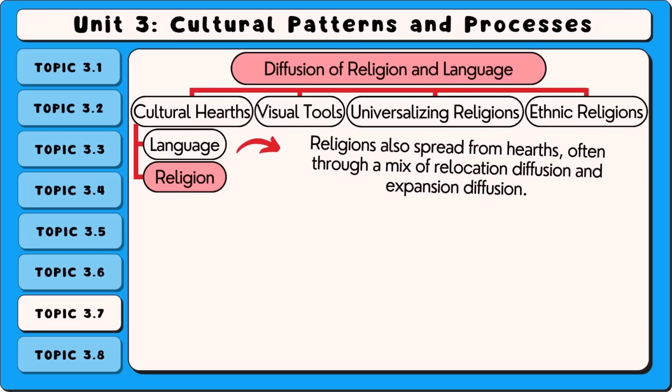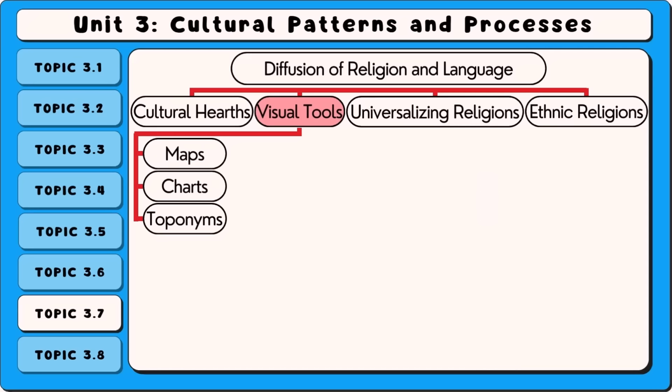To understand how languages and religions spread, geographers use visual tools such as maps, charts, and toponyms. These tools help make diffusion patterns clear and allow for comparisons across time and space. Maps show the distribution of language families and religions around the world. A map of the Indo-European language family might highlight how English dominates North America, while Hindi is concentrated in India and Russian spreads across Eurasia. Religious maps can show where Christianity, Islam, Buddhism, or Hinduism are most common today, often reflecting past migration or conquest.